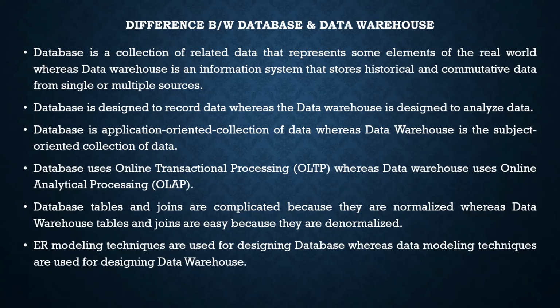Now, in a database, tables and joins are complicated because they are normalized, whereas in a data warehouse, tables and joins are easy because they are denormalized. Normalization will be applied over the data tables in the database, whereas in the data warehouse, denormalized data will be stored in the data tables and joins.